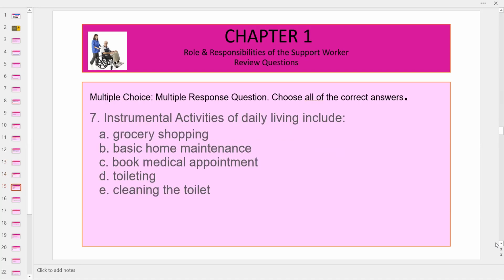Number 7, multiple choice, multiple response question. Choose all of the correct answers. Instrumental activities of daily living include A. Grocery shopping. B. Basic home maintenance. C. Book medical appointment. D. Toileting. E. Cleaning the toilet.